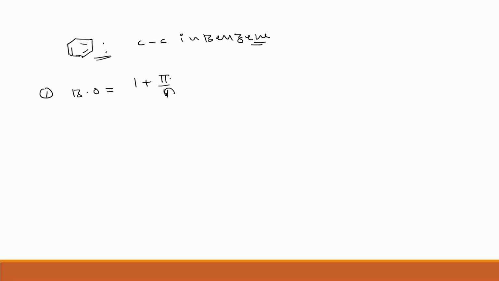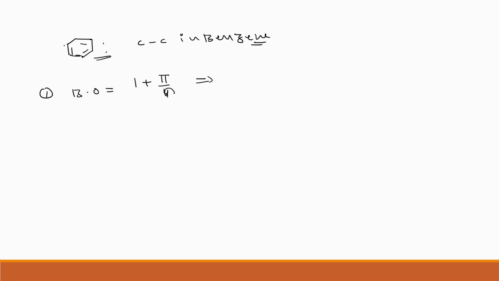Similarly, let's take a famous example, benzene. What is the bond order of carbon in benzene? Coming to the first method, what is the first method? The bond order is equal to 1 plus the number of pi bonds by the number of sigma bonds. This is the formula according to the first method.